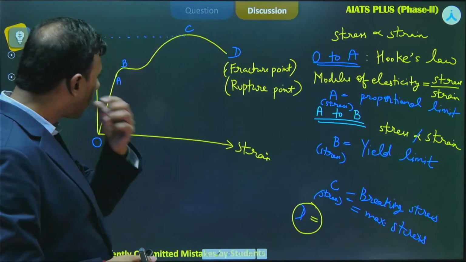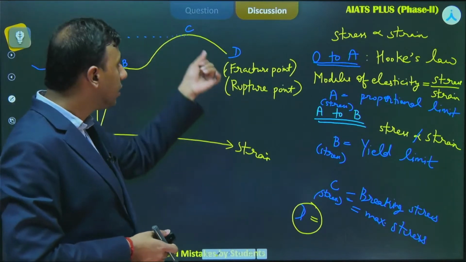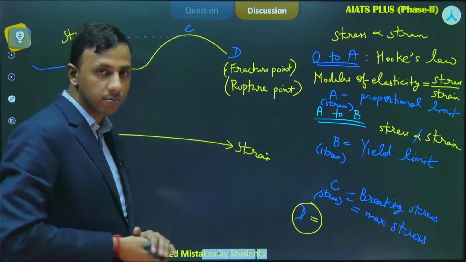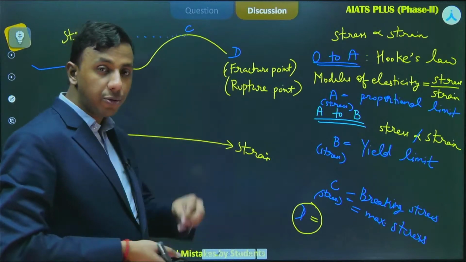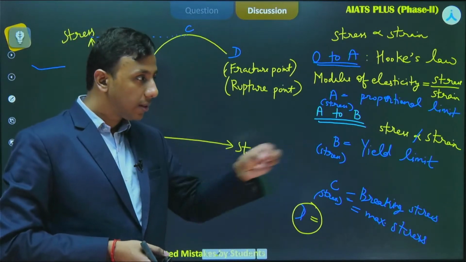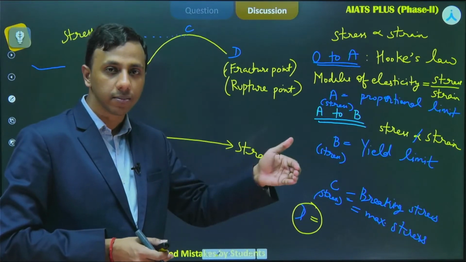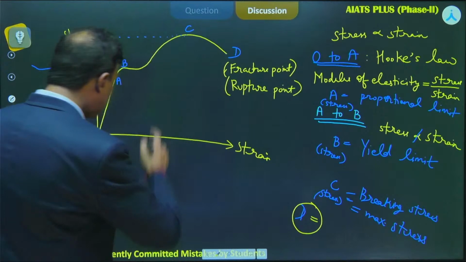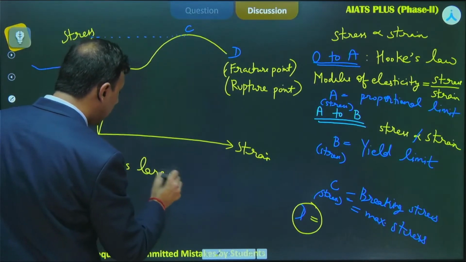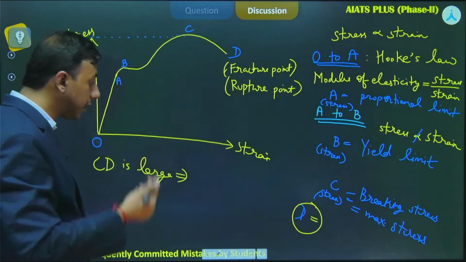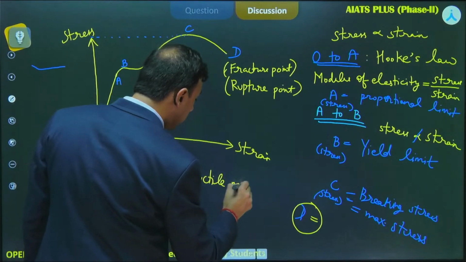Let's say, if you want, you can write it down. So let's say from C to D, right? Let's say C to D are far away. What does that mean? It means that even after you remove the stress, the material remains elongated, right? So if C to D is large or very large, we will say the material is ductile. This is just some extra information.